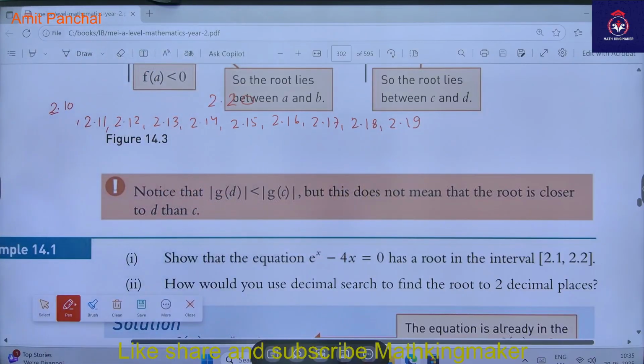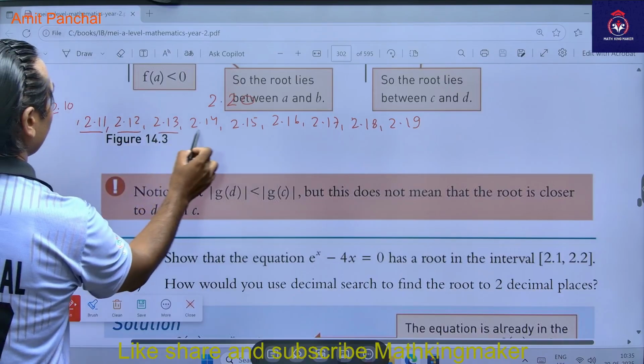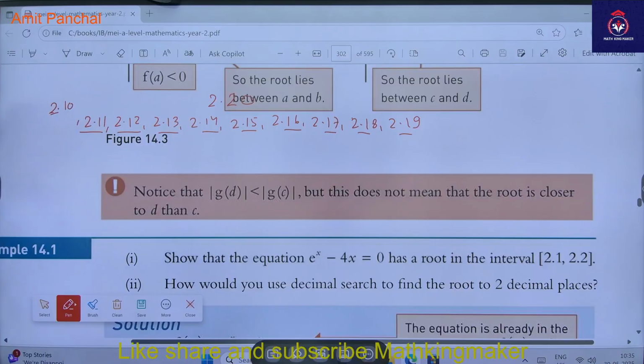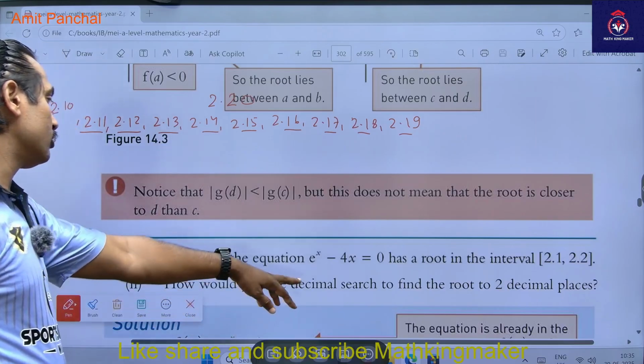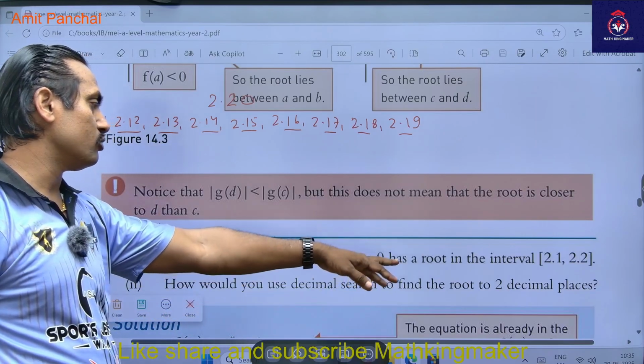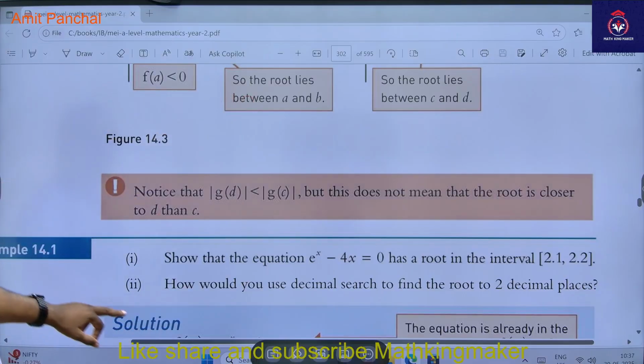So you just have to put in all the values and see which gives the value of f(x) closest to 0. That will be the solution. This numerical method is time consuming, but it is used for problems which cannot be solved analytically. So you can use these types of techniques to find the root to two decimal places.